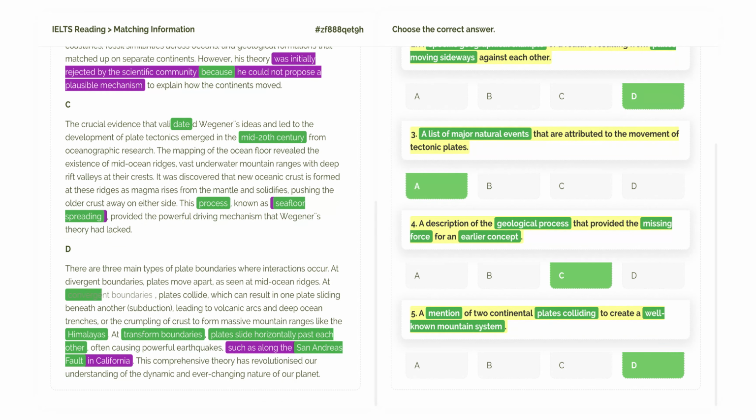Paragraph D describes convergent boundaries where plates collide, and gives the clear example of this process creating massive mountain ranges like the Himalayas. This is a perfect match.